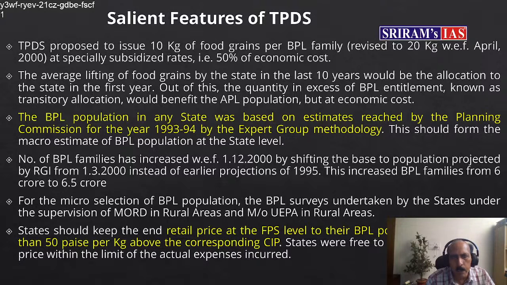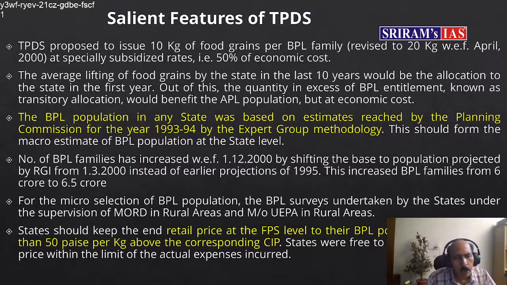Under TPDS, the system initially was 10 kg of food grains provided per BPL family, which was revised to 20 kg subsequently, and therefore how much is entitled keeps changing over a period of time. The BPL population in each state is identified based on surveys conducted by the states according to the state-wise poverty line estimated by the Planning Commission, and based on that we used to find out the number of families below the poverty line. These families were provided access to food grains through the fair price shop system, which has an elaborate arrangement of fair price shops through which the food grains are made available to the people at the central issue price announced by the central government.